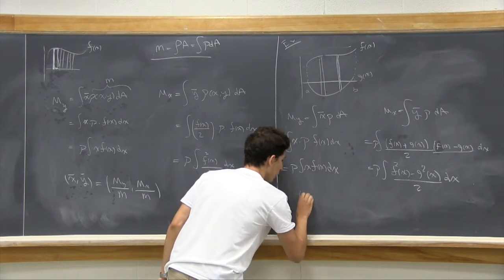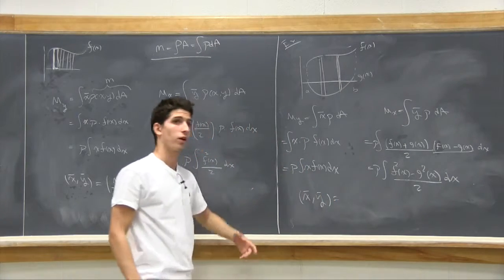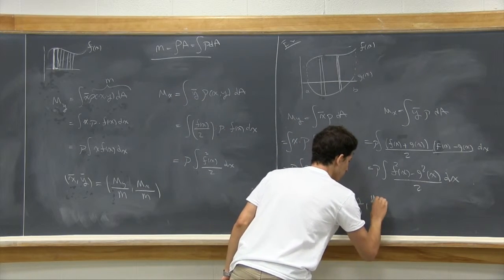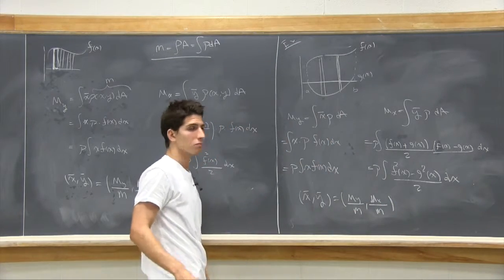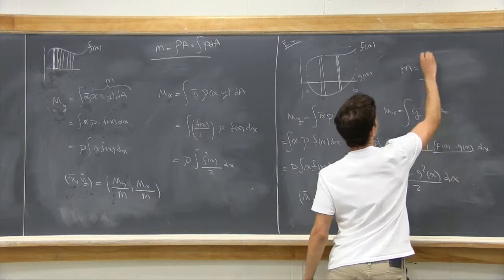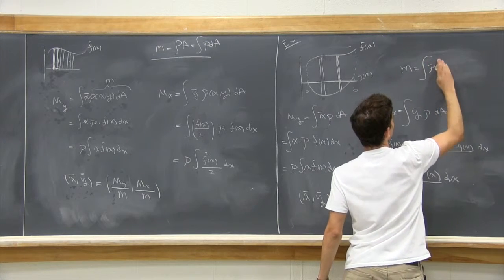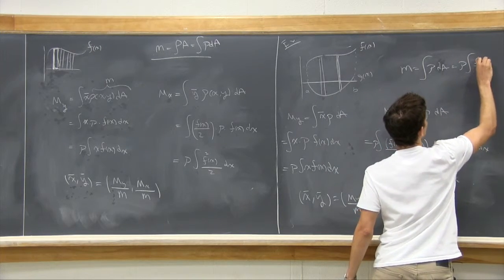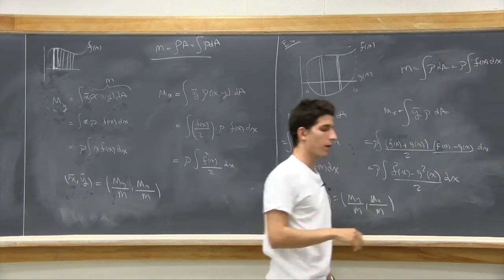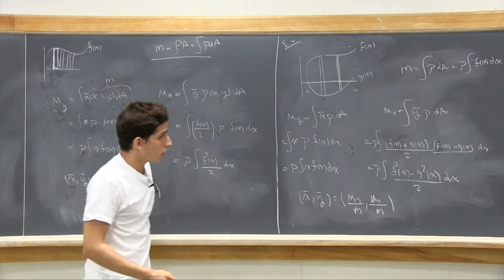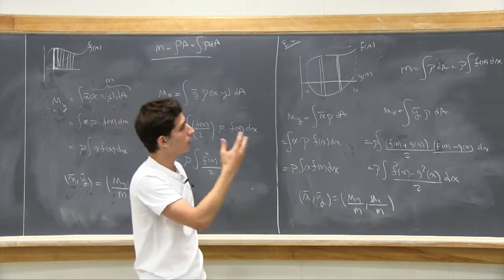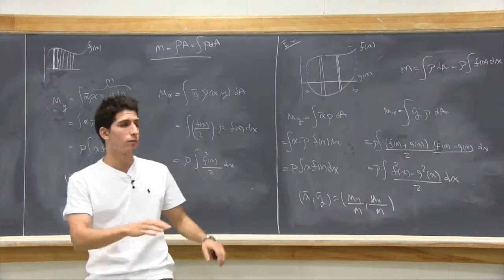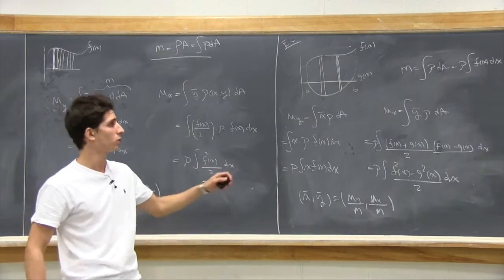Now for x bar and y bar are going to be, remember, again we switch them, My over M and Mx over M. Okay? And what is M? Just to be clear, M is just going to be rho f of x, rho dA, which is rho times f of x dx. Okay? So there you have it. It's not terribly hard. It may get a little more involved, but I tried to do something that's abstract so you can see how the dynamics of the whole thing work without actually using an example.